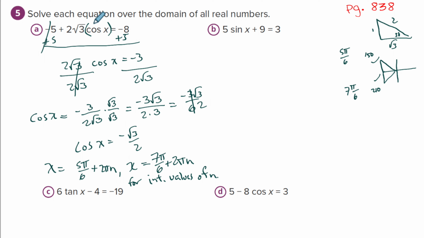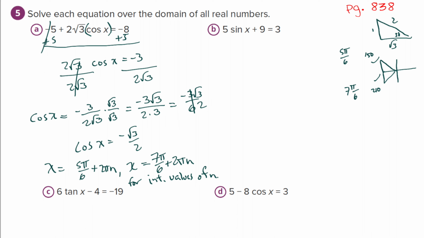So essentially we go like this. We solve it for cosine, and then if it looks familiar, which this one does because there's a radical 3, so we should have a little alarm in our head going off. Then we solve it, we get our two values, and we put plus 2 pi n. It's not much different than what we've done before. All right, let's look at letter B here.